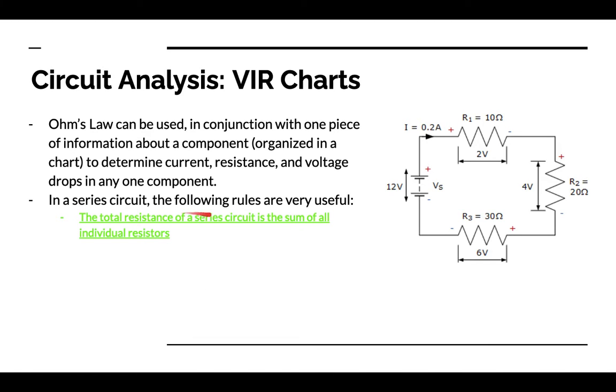The total resistance of a series circuit is the sum of all individual resistors. To give you an example, if R1 is 10 ohms, R2 is 20 ohms, and R3 is 30 ohms, the overall resistance of the circuit is going to be 10 plus 20 plus 30 ohms, or 60 ohms.